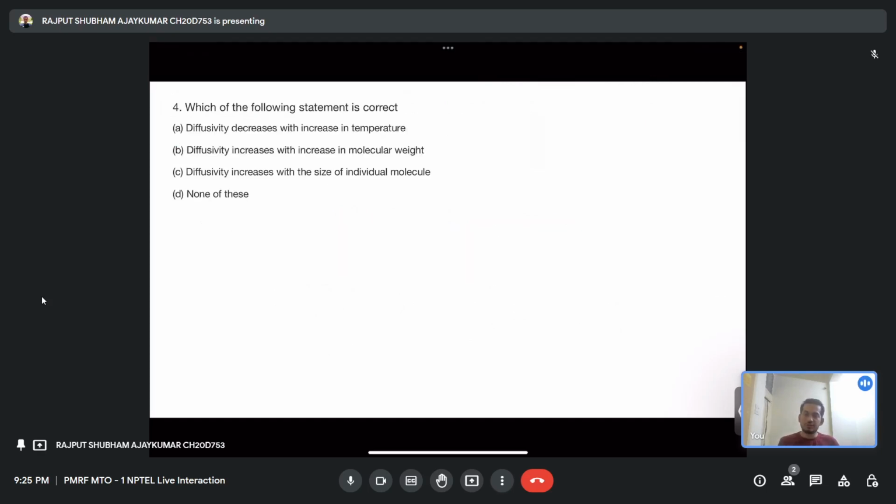Another question. Which of the following statements is correct? Diffusivity decreases with increase in temperature; diffusivity increases with increase in the molecular weight; diffusivity increases with the size of the individual molecule; and D, none of these. Like during the beginning of the session, we discussed Fick's first law of diffusion and what is diffusivity. We have J equals minus D_AB del C_A by del Z. Okay, so this is the first law.